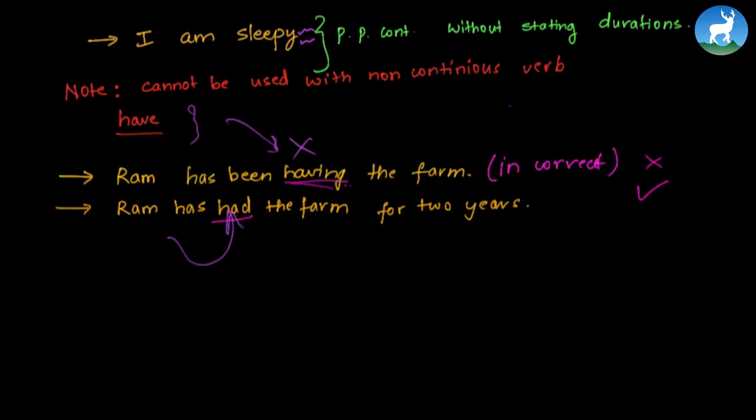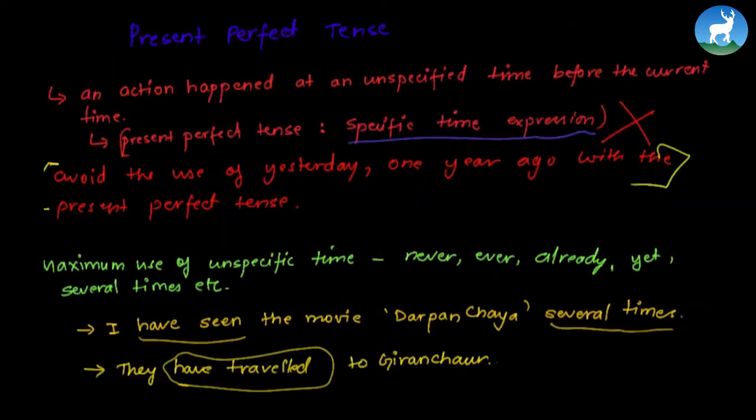Now we go through the present perfect tense. In this tense, we show an action happened at an unspecified time before the current time. It happened before, but you don't know when. You don't know the exact time. So never use the present perfect tense with specific time expressions, like 2 minutes ago, 1 day before. Avoid the use of yesterday, 1 year ago with the present perfect tense.